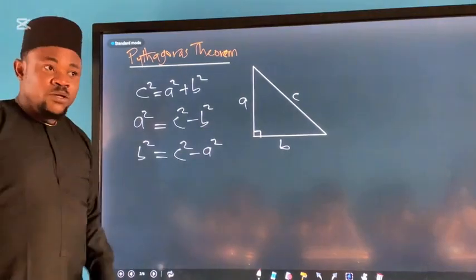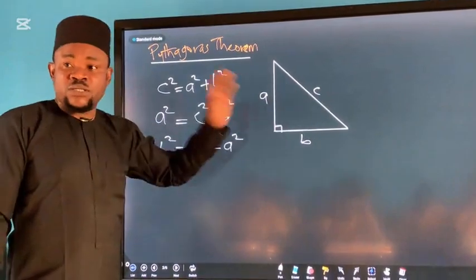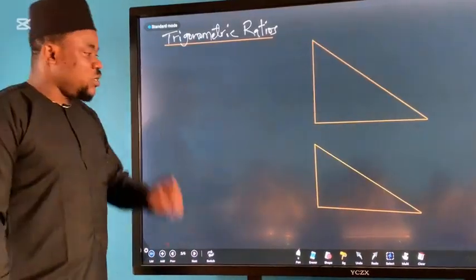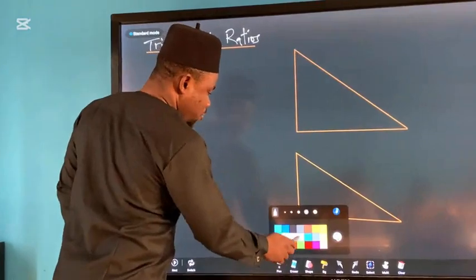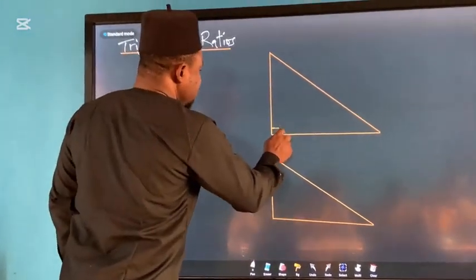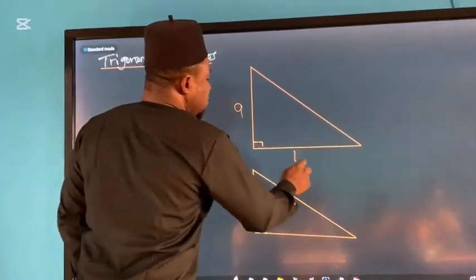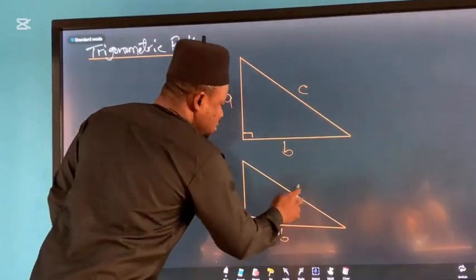Are you with me? So this is Pythagoras theorem, when all three sides are involved. Then if an angle is involved, the game changes. Are you with me? It changes. This is A, this is B, this is C.